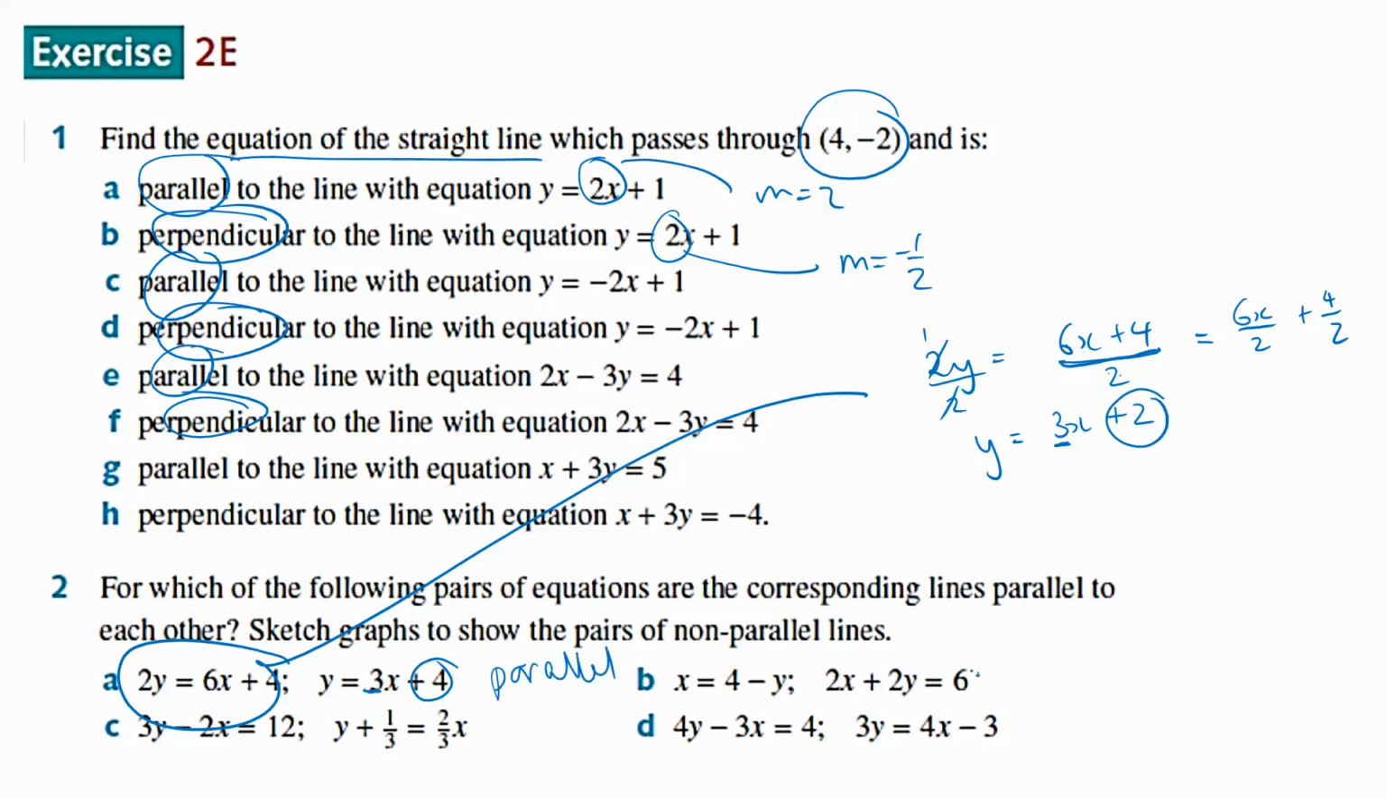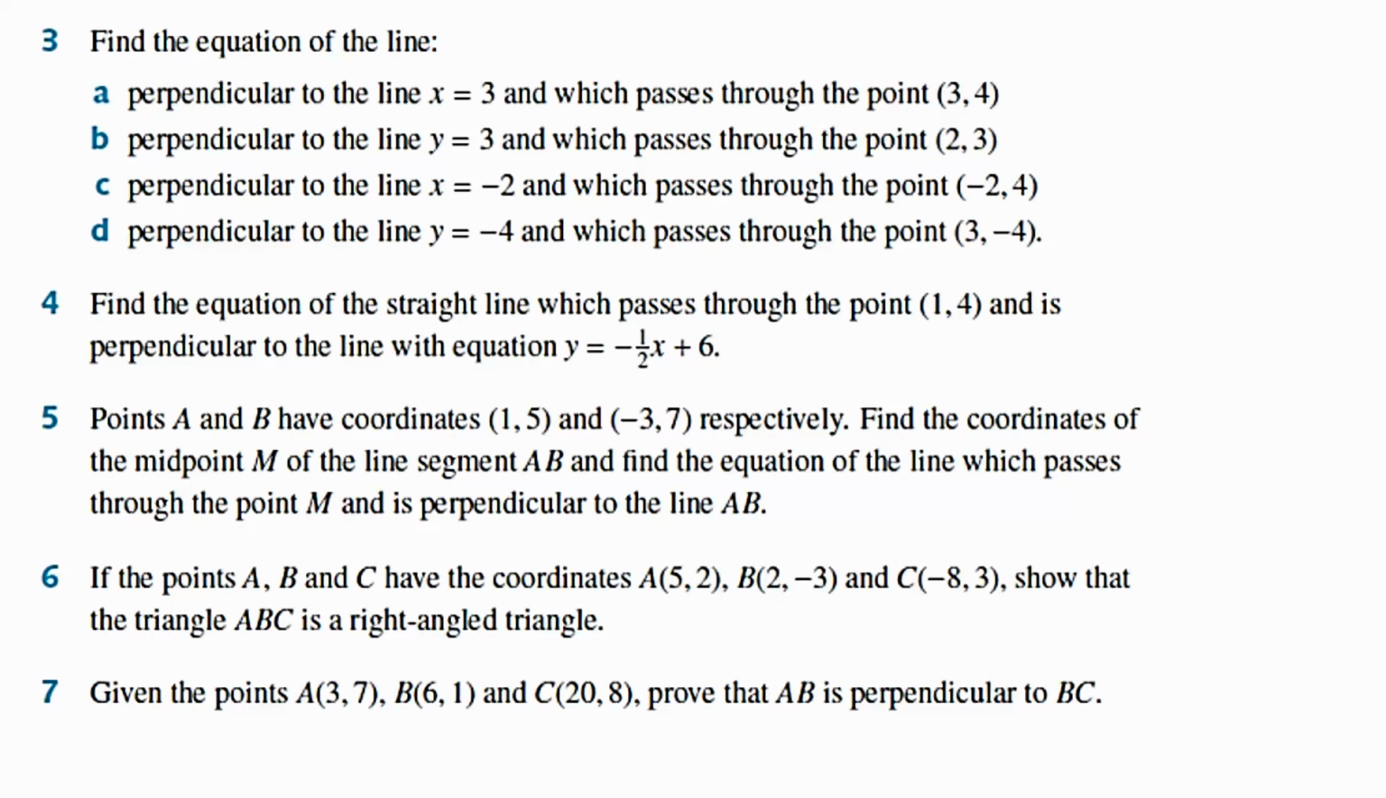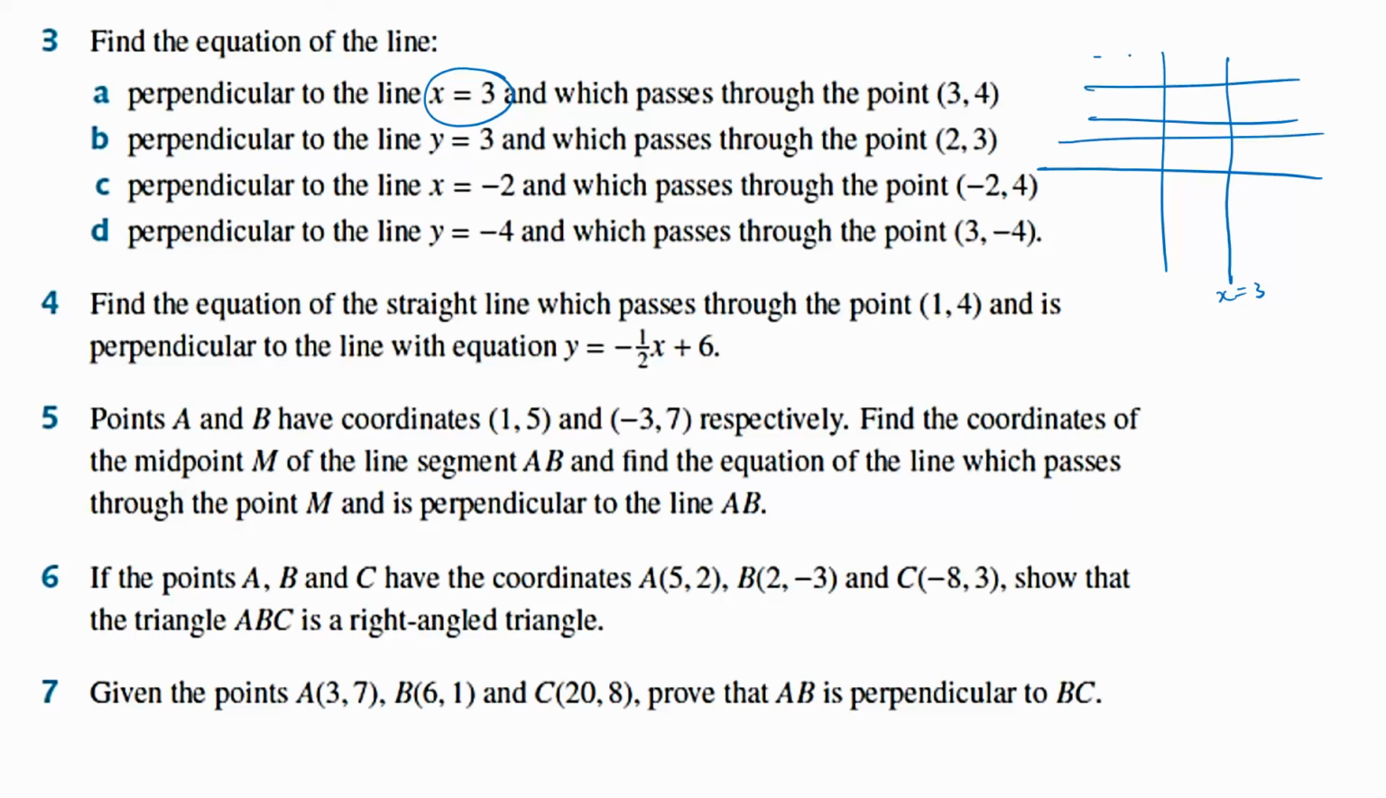And then you do the same for this one, rearrange that, rearrange this, rearrange that. So that's 1 and 2. 3, find the equation of a line perpendicular to the line x equals 3. So x equals 3, remember that's a vertical line from exercise 2D. Perpendicular to it means just horizontal. So as long as it's just a horizontal line, it could be y equals 1, it could be y equals 2. All of these are perpendicular to it.